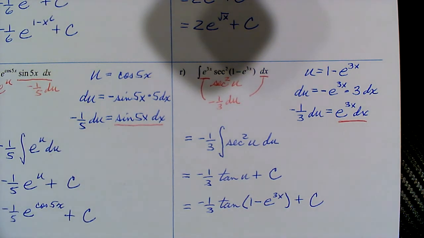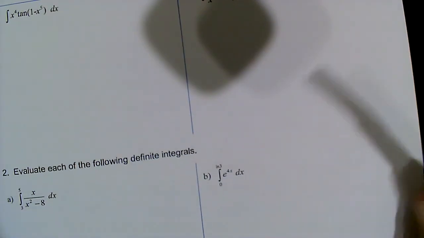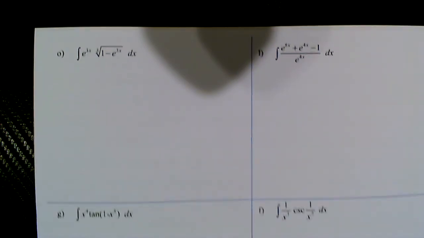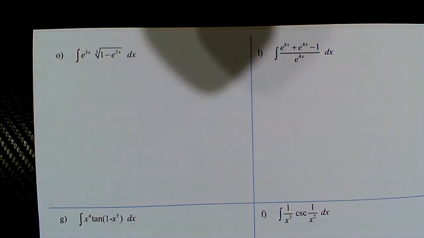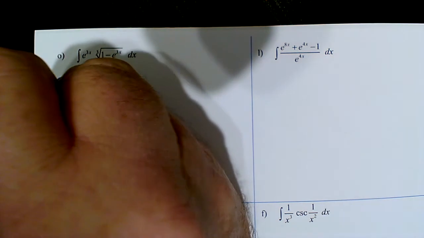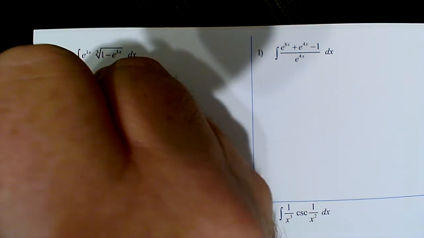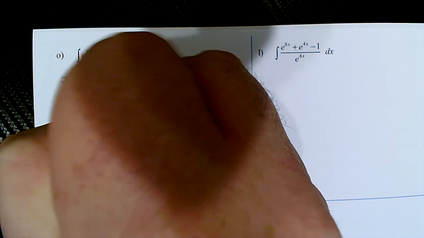Okay, so the last page of review. Here we have a situation where there's, in letter O, where there's some e's involved. And so an option might be e to the u, but a little bit more complicated than that. One thing you might consider doing no matter what is rewriting it as e to the 3x times the quantity 1 minus e to the 3x as a quantity to the 1/3.